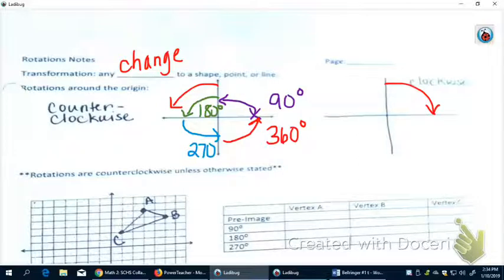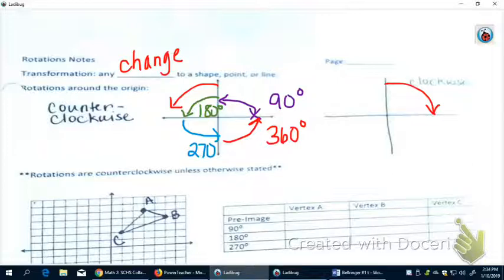Okay, so you need to remember, 90 is 1 time, 180 is 2, 270 is 3, and 360 is really the same figure that you started with. So it's just turning it 4 times, but the same thing that we started with. And you can go 90 degrees clockwise or 90 degrees counterclockwise. You can go either direction. Okay? Any questions so far?